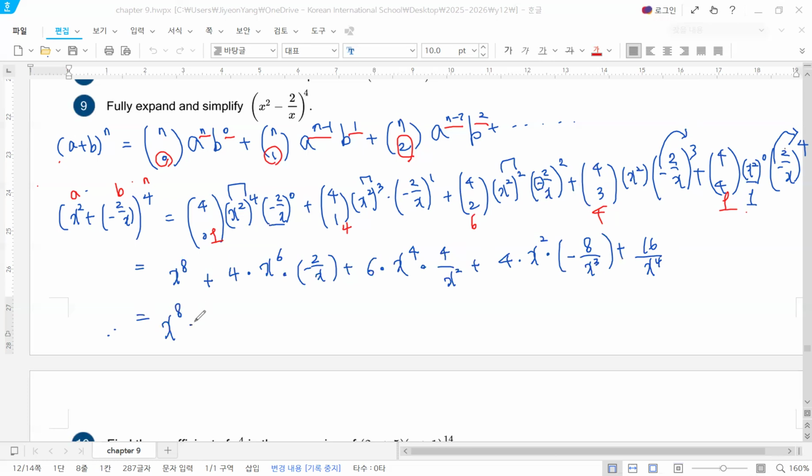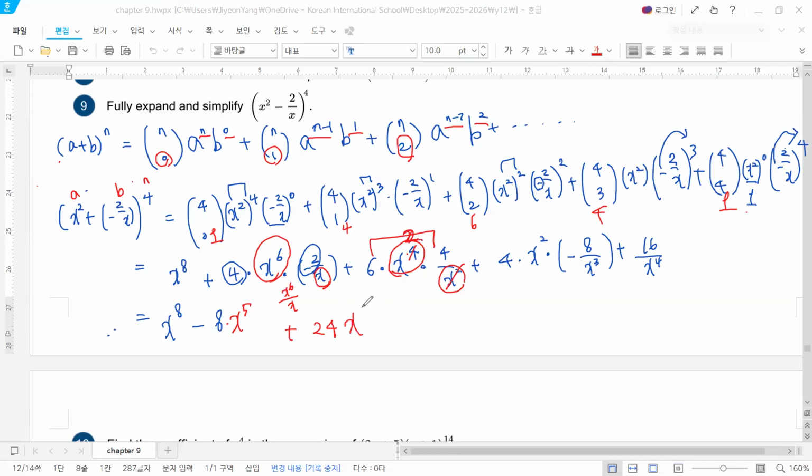x to the power of 8 plus. Let's calculate the numbers first. 4 times negative 2 becomes negative 8, and then x to the power of 6 with x in the denominator, so that is x to the power of 5. Plus 6 times 4 becomes 24, x to the power of 4 in the numerator, x squared in the denominator. You can cancel 2 x's each, which leaves just x squared.